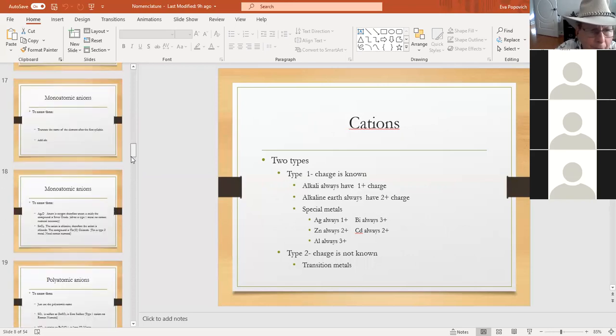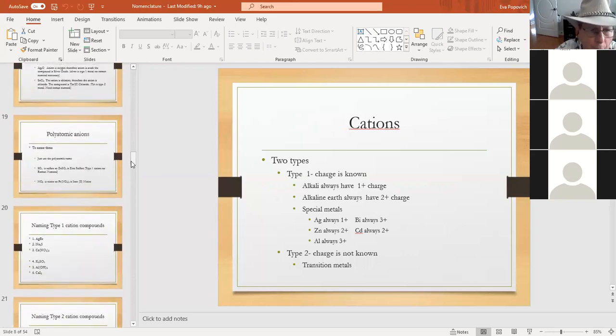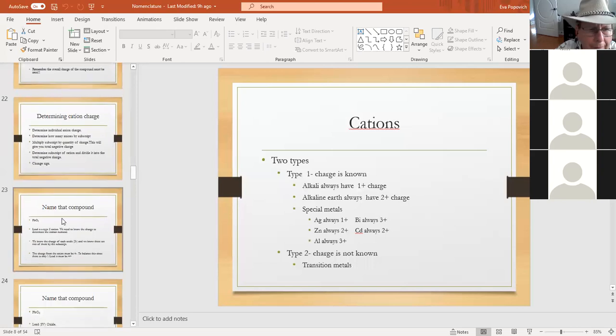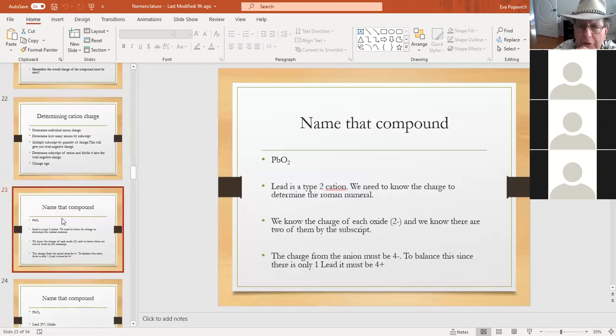What do you need with type 2 metals? Roman numerals. What do you do to get the Roman numeral? You look at the charge of the anion. Well, you need the charge of the cation. The charge of the anion is not going to give you the Roman numeral. You can figure it out from that, but it's not directly that number. So Rebecca, oxygen has what charge? A -2. How many of them do I have? 2. So what's the total negative charge? -4.